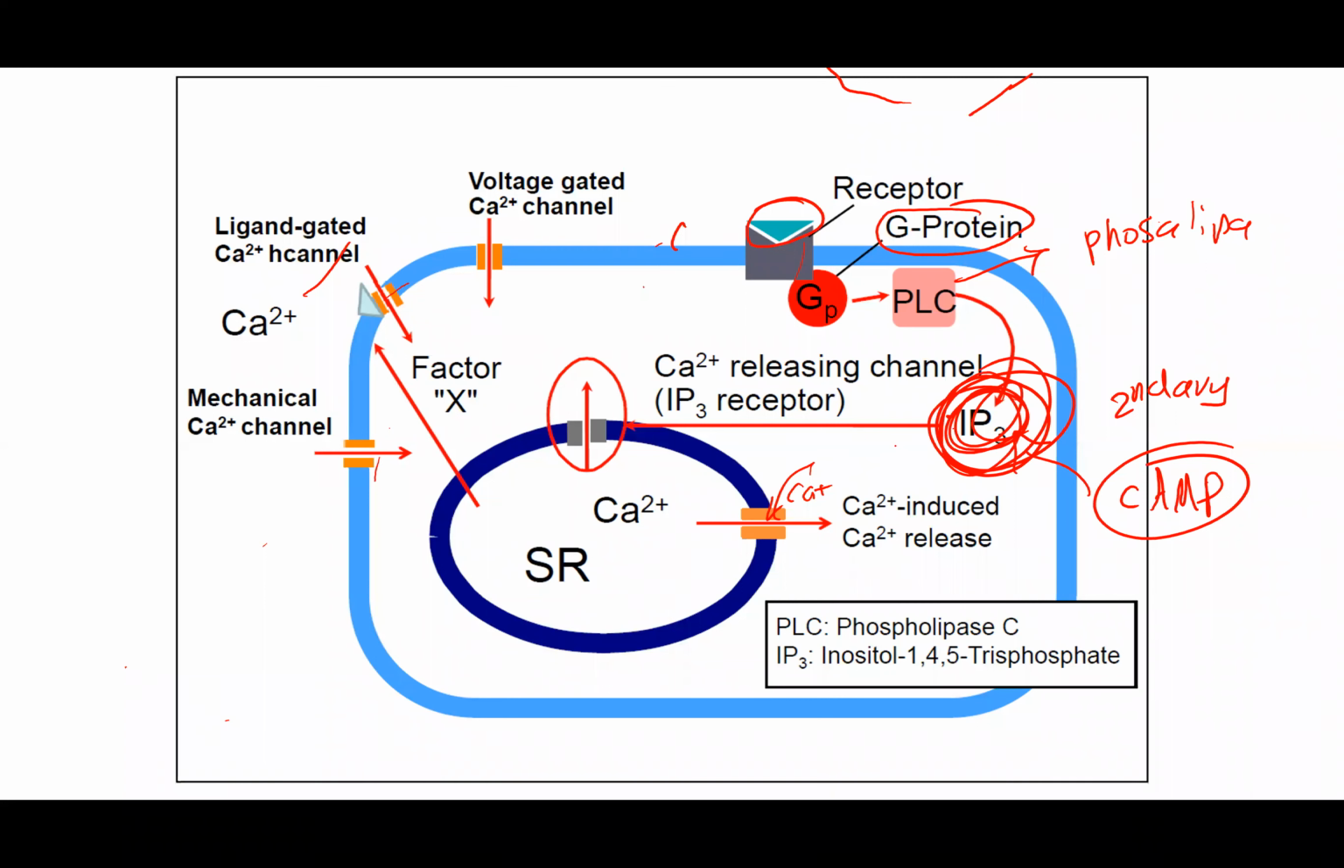So IP3 just goes into the sarcoplasmic reticulum, binds to a calcium channel, and releases calcium from inside the sarcoplasmic reticulum to the inside of the cytoplasm of the cell. Is that clear? I can repeat it again if you want. Yep, okay. So let's move on to the next point then.